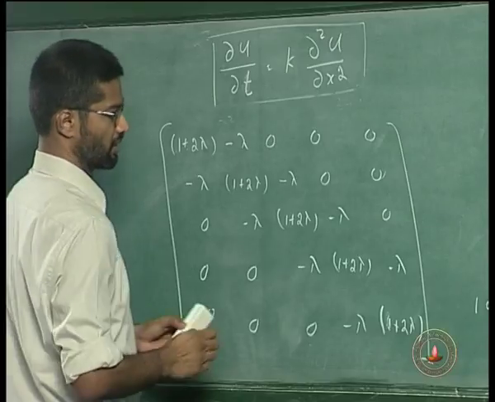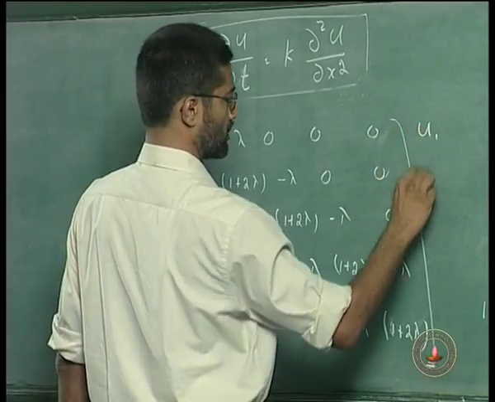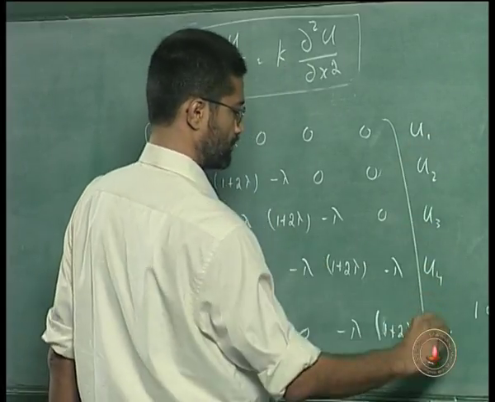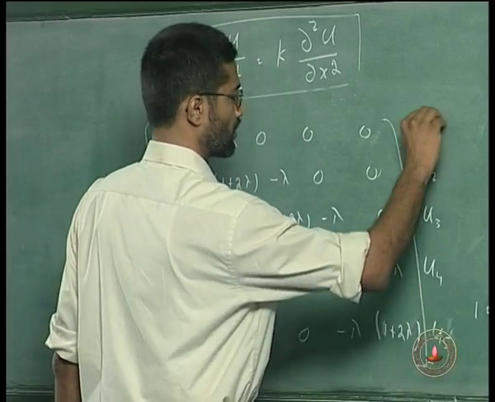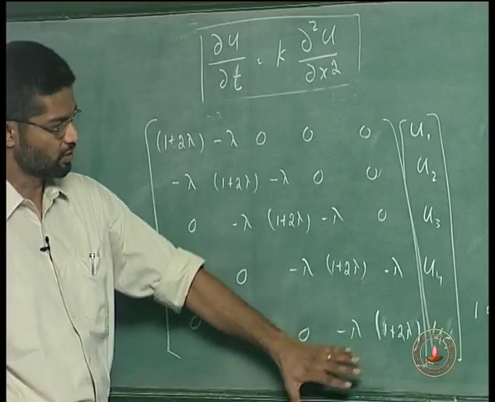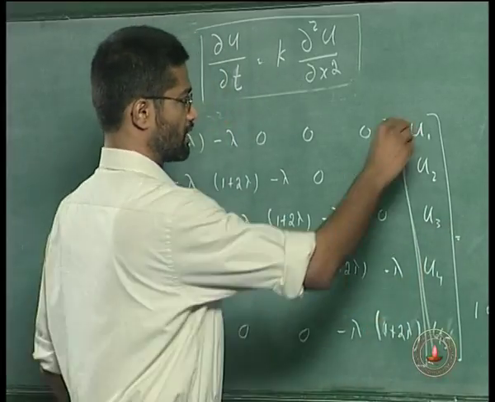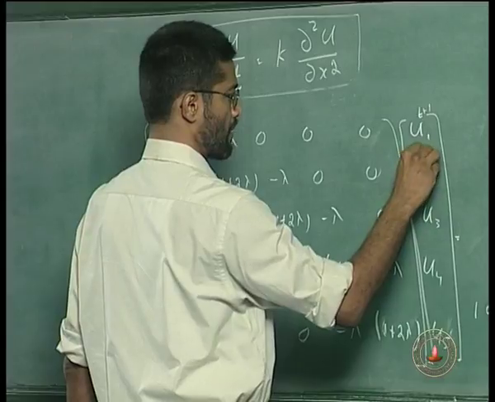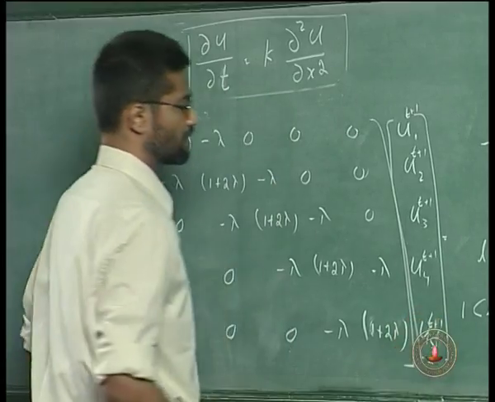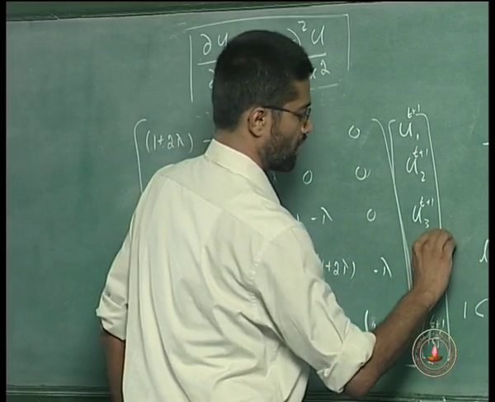This matrix will be multiplied by u1, u2, u3, u4 and u5. So, that is what we will have to get. We have this matrix multiplied by this column vector, and this is all at t plus 1. These are our unknowns: the u's at time t plus 1. The right hand side of this equation would then be this.